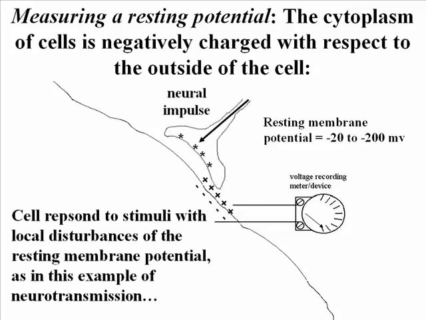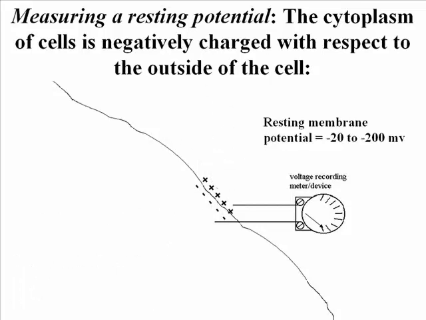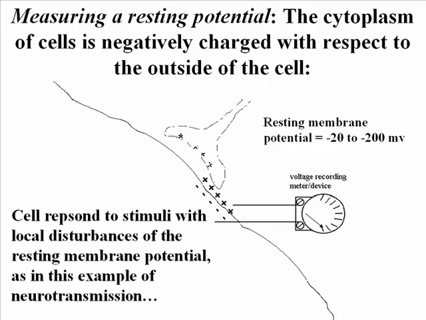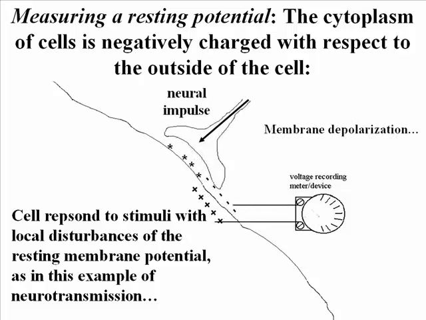Cells respond to stimulus with local disturbances in that resting potential, and neurotransmission is an example of this. Let's back that up one time and look at it again. So when the nerve cell or part of the nerve cell appears, the arrow is the propagation of a nervous impulse reaching the nerve ending, and as the impulse reaches the nerve ending, it causes a release of neurotransmitters which cross the synaptic cleft. The asterisks in this case are the neurotransmitters.